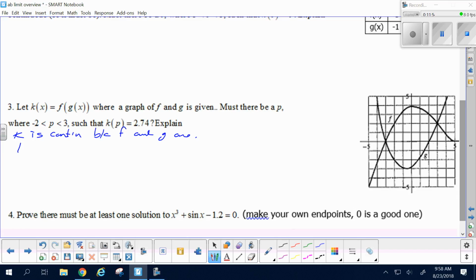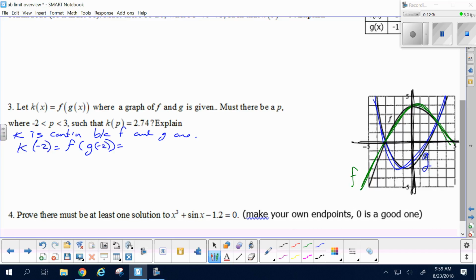How about k at the first endpoint? I want to investigate k at -2. k at -2 is f of g of -2. Let's work inside out. I'm going to color code these. This is g. I tend to get confused between the 2 graphs sometimes. All right. So I first need g at -2. What is g at -2? These axes aren't very clear.